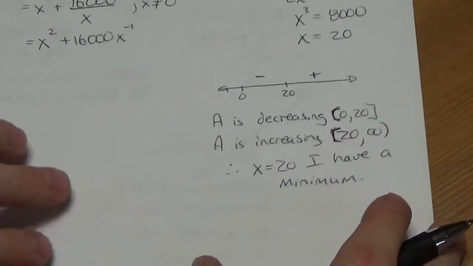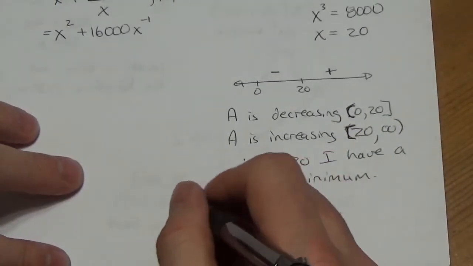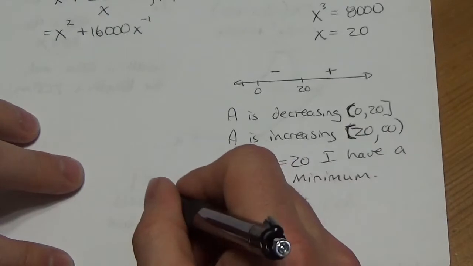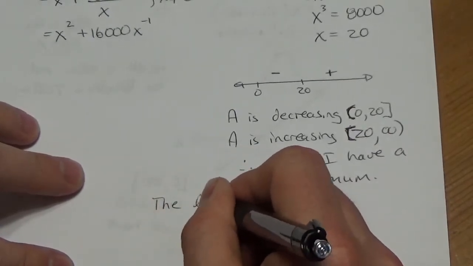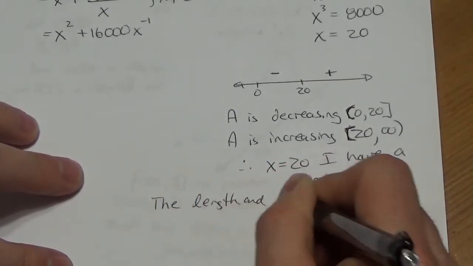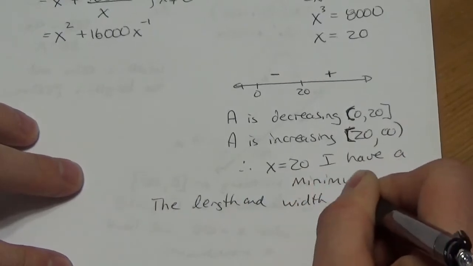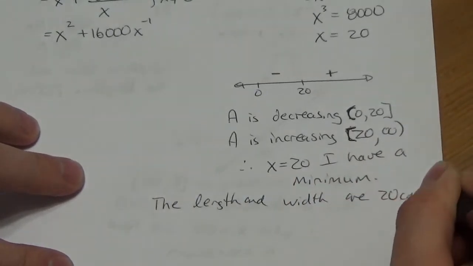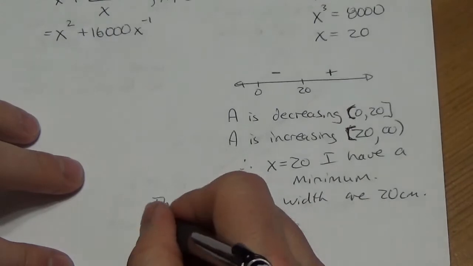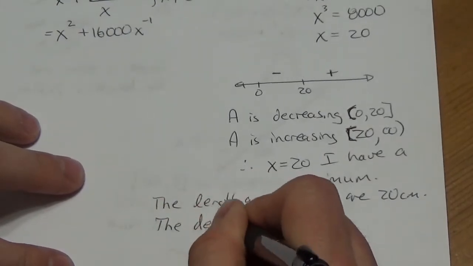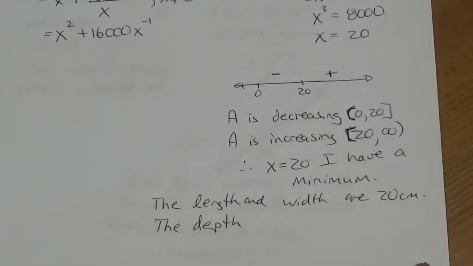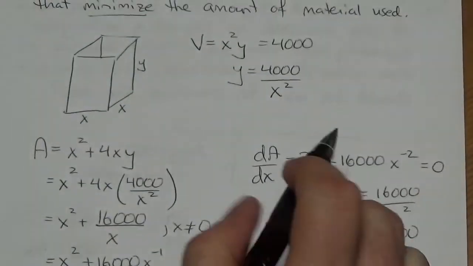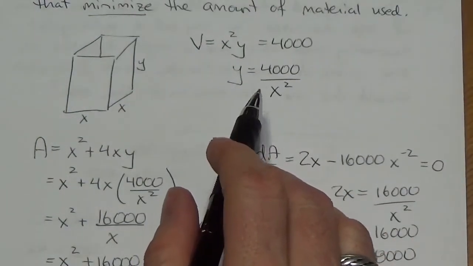Okay, I definitely have a minimum here. So the length and width are 20 centimeters. Now that gives us the depth. Now remember, if you're wondering, well, how on earth do I figure that out? Well, that's coming from up here.